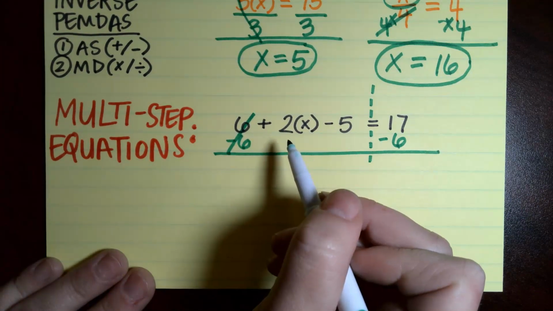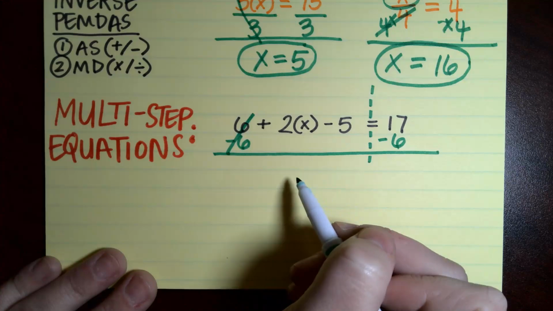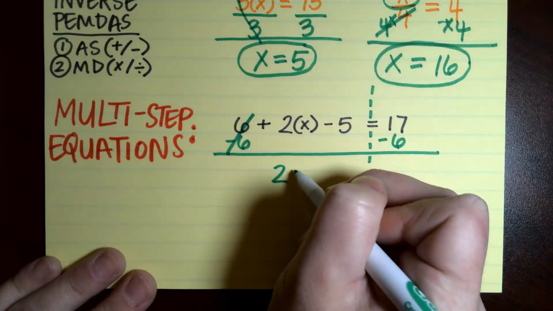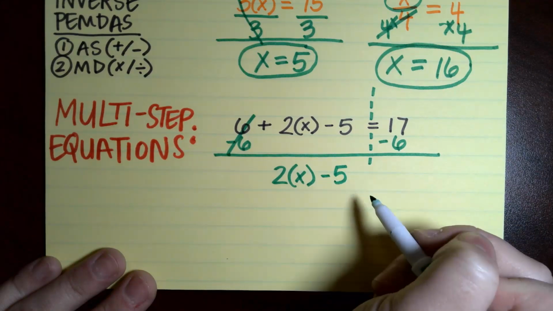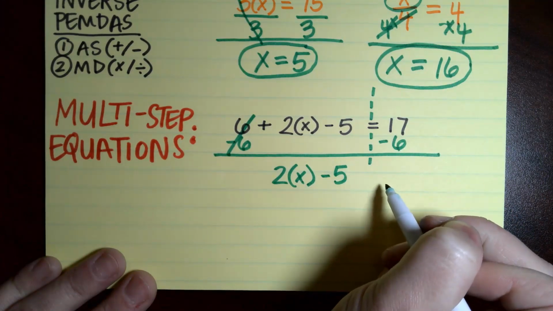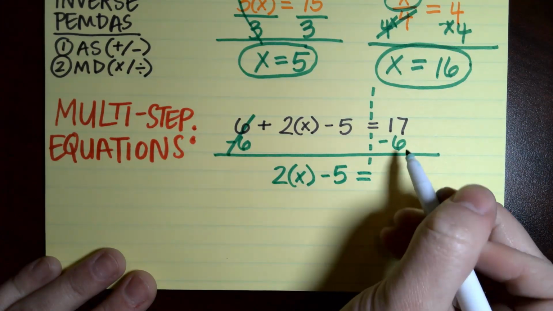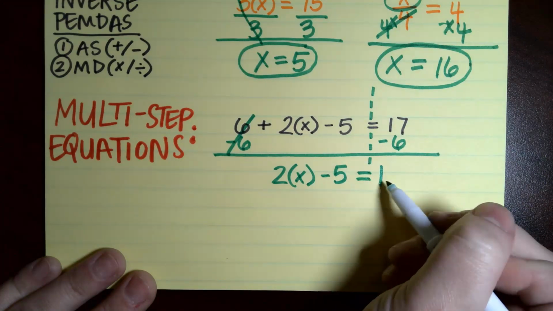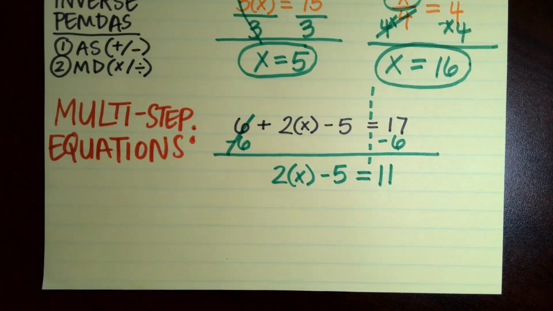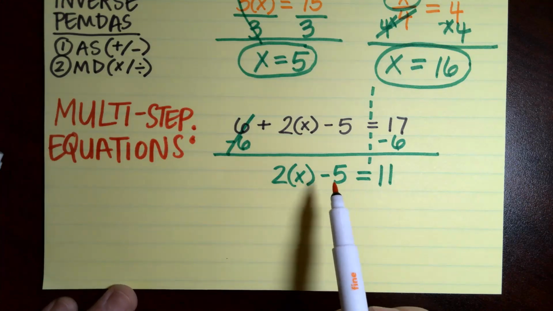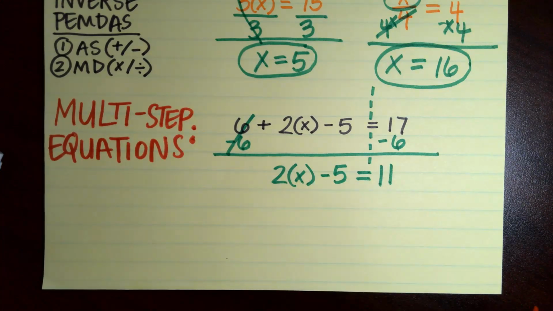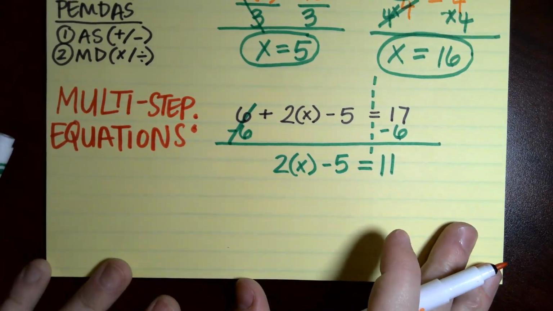I still have what? What am I writing down here? 2x. 2 times x. Minus 5. Equals 11. 17 minus 6 is 11. Good. Okay, now I have a whole new equation, guys. I have 2 times x minus 5 equals 11. What should I do first?